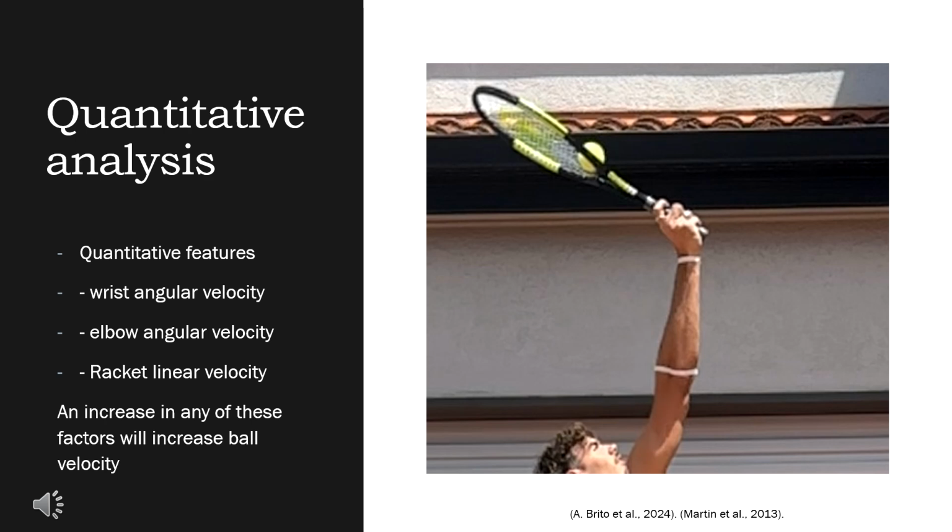Elbow angular velocity serves in the acceleration phase, transferring energy from the shoulder and accelerating the forearm and racket, maximizing racket head speed. The racket's linear velocity is directly transferred to the ball on contact and will determine the tennis ball's velocity.